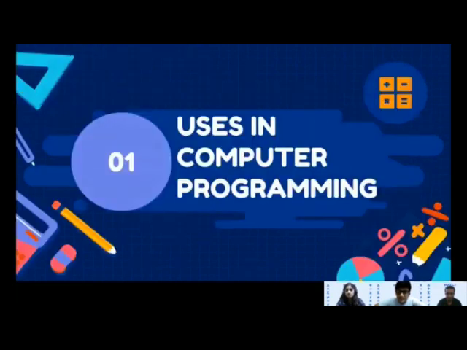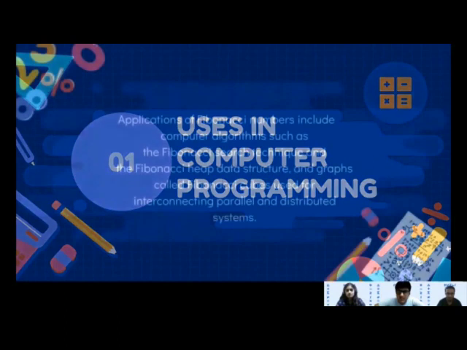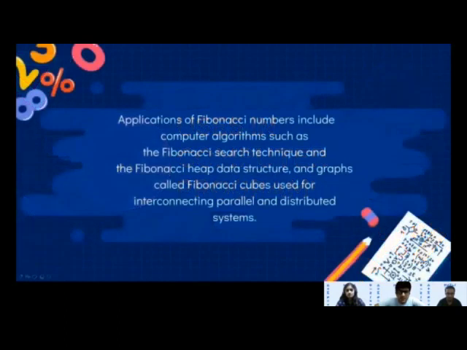Uses of the Fibonacci sequence in computer programs. Applications of Fibonacci numbers include computer algorithms such as the Fibonacci search technique and the Fibonacci heap data structure, and graphs called Fibonacci cubes used for interconnecting parallel and distributed systems.